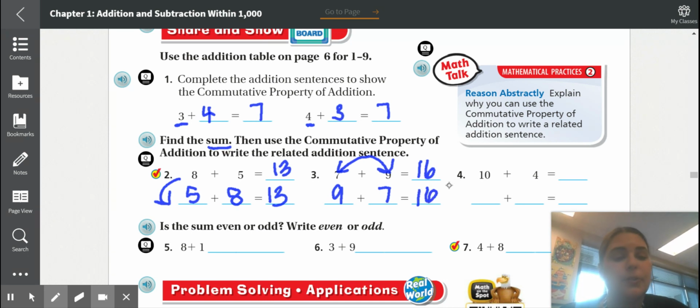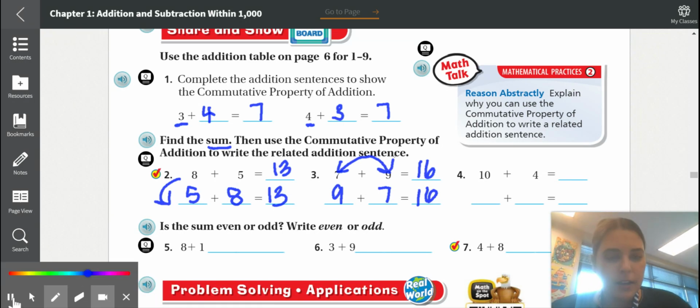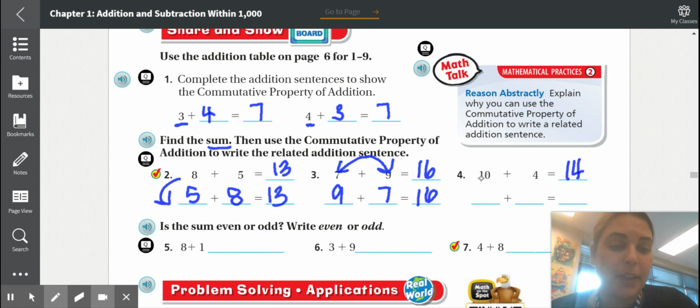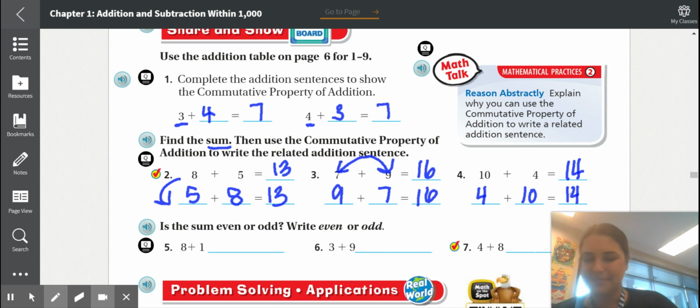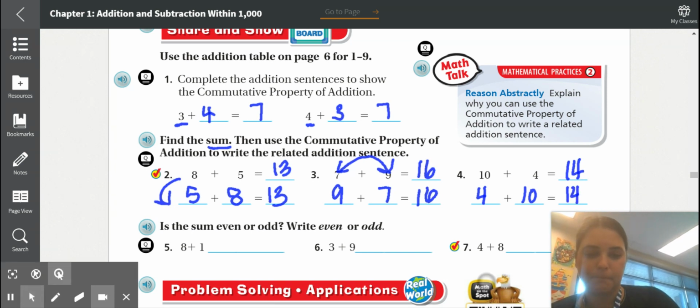Okay, I want you to do number 4 on your own. Okay, you should have gotten 14. And you should flip the add-ins. 4 plus 10 is 14. Moving on.